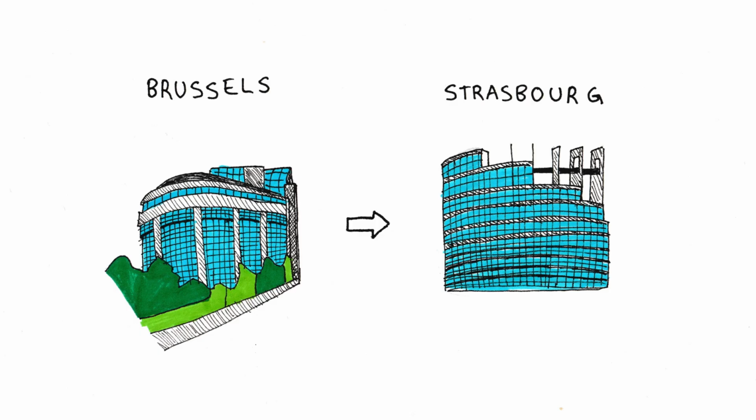Most of the time, the decisions are made in Brussels, but 12 times per year, the whole Parliament travels to Strasbourg in France to stay there for a week at a time. All in all, the European Parliament has an important role as the voice of the people in the European Union.